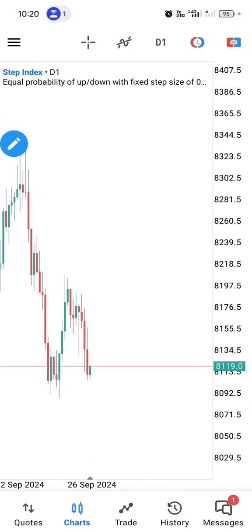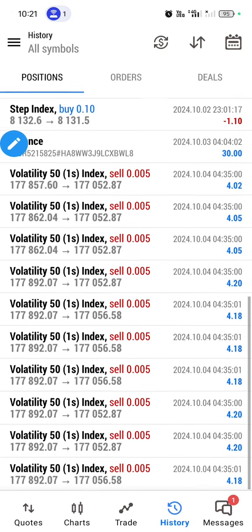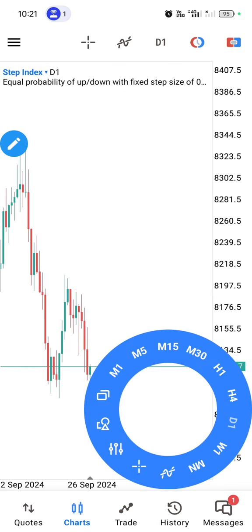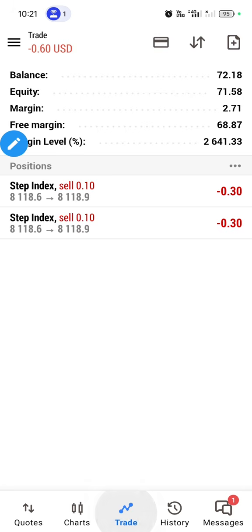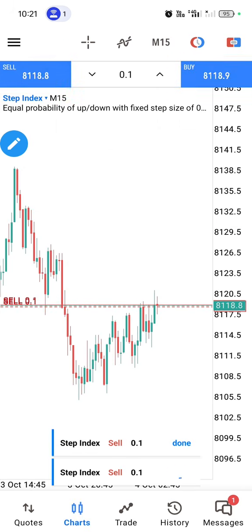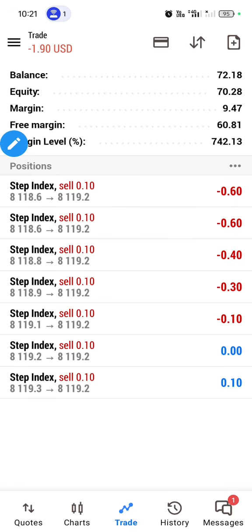So we move to Step Index. Now we continue Step Index with our 72 USD account. You can clearly see right there is the history, and then on to the analysis. Right now what I want to do is to execute first, to place my trades, and then I show you guys my bias or analysis later.